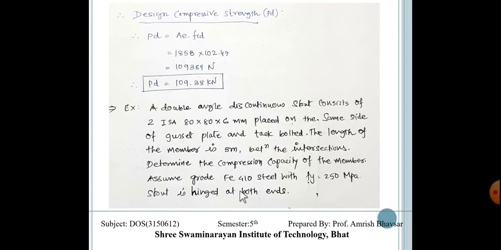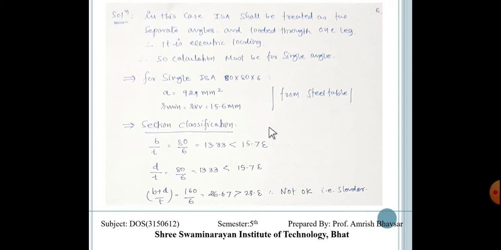Assume grade 410 steel with fy 250, and it is hinged at both ends. Now, in this case, it shall be treated as two separate angles because they are on the same side of the gusset plate. So it is loaded through one leg and it is eccentric loading. So the calculation must be for a single angle. For a single angle ISA 80 by 80 by 6, the area and r minimum we will get from the steel table.